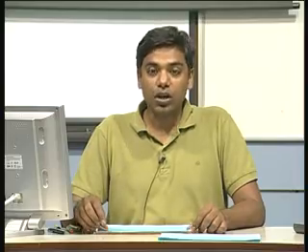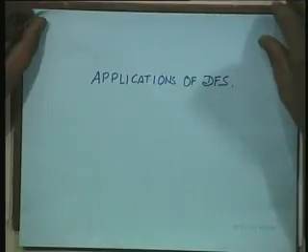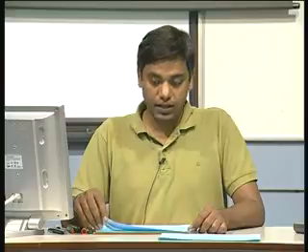So, today we are going to be talking about applications of depth first search. In the last class we looked at the depth first search procedure. We will also be discussing the running time of depth first search today, and then looking at an application of depth first search to checking if a given graph is 2 edge connected.